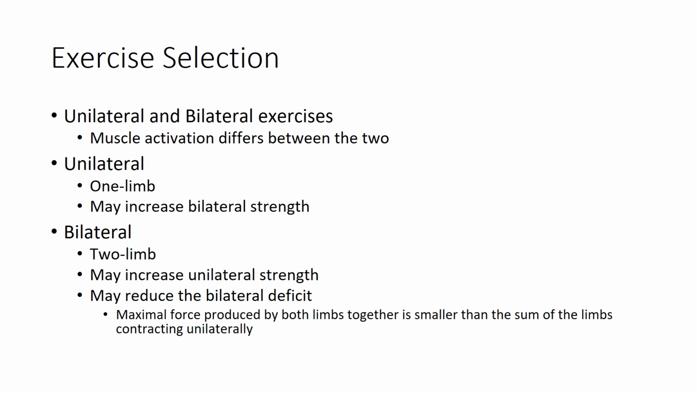So this is a term meaning that the maximal force produced by both limbs together is smaller than the sum of the limbs contracting unilaterally. So the bilateral deficit may be minimal in well-trained athletes. So, unilateral and bilateral exercises are both recommended.